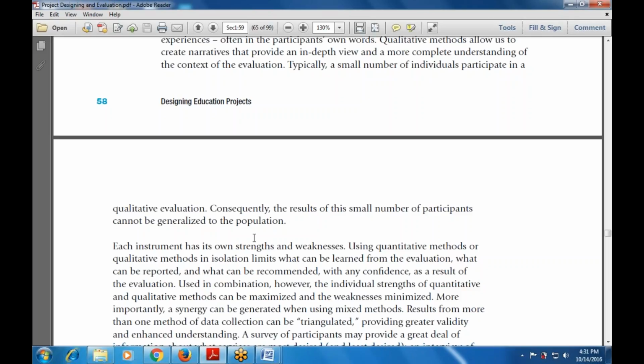But when we talk about comparison, we cannot compare the quantitative and the qualitative, because both of these are very good and both of these things are required for the evaluation work. Why? Because these terms are available.